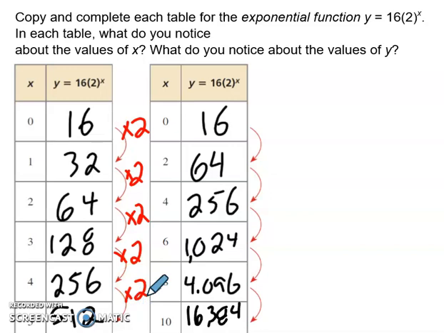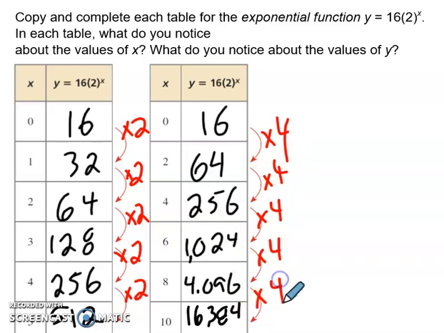Let's look over on the table on the right-hand side, I should say. Notice our x values are increasing by 2. What is happening with our y values? Well, we go from 16 to 64. We're multiplying it by 4. 64 to 256. Multiply by 4. And this pattern happens all the time. As our x values doubled, our y values quadrupled, right? Great job.